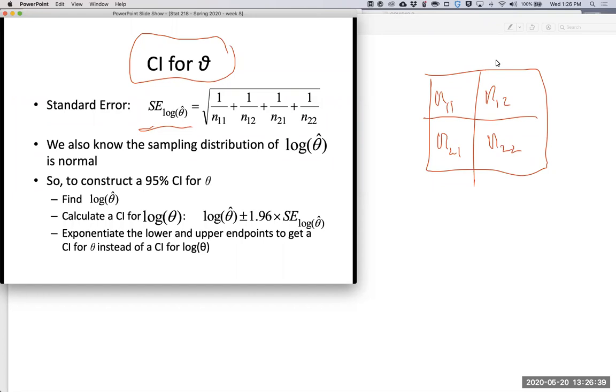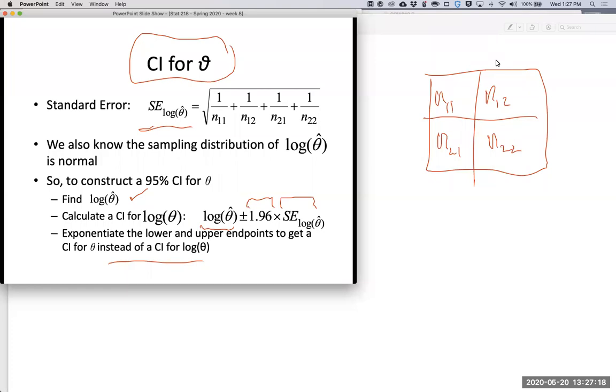So, steps. First off, find the log of theta. You've just calculated theta hat, find the natural log of it. Second, add and subtract to your estimate, log of theta hat, about 2 standard errors. And then you're going to have a confidence interval for the natural log of theta. Exponentiate to get a confidence interval for theta.